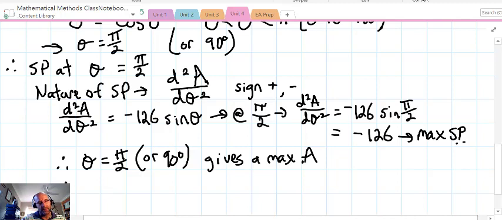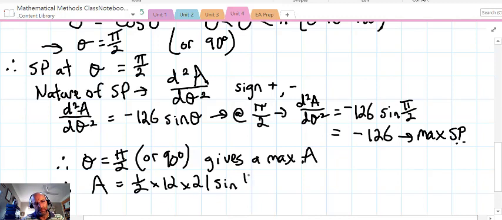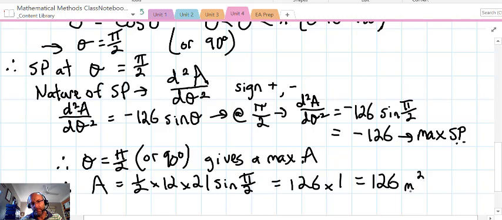And the second part is, what was that area? So the area is half times 12 times 21 times sine 90, or pi on 2, and that's 126 times 1, because sine pi on 2 or sine 90 is 1, which is 126 square meters. That is the maximum area.